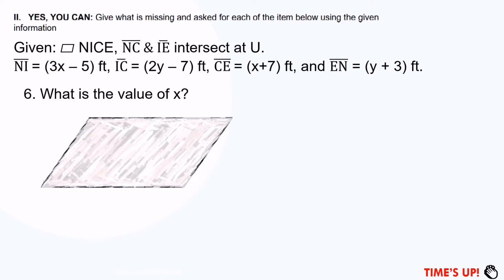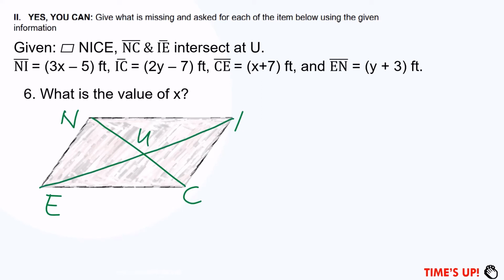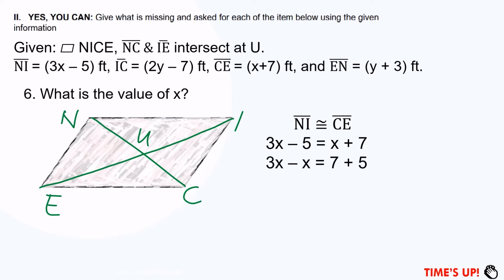Since the given condition tells that sides NI and CE are congruent, then equate their given measures. Side NI is congruent to side CE. So the value of NI is 3x minus 5 and CE is x plus 7. Equate the two, do simple algebra. You can use transposition method or addition or subtraction property of equality. Those are simple algebraic techniques you could use to continue the solution.